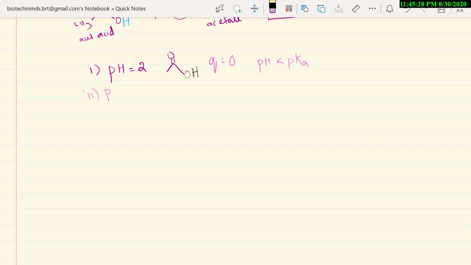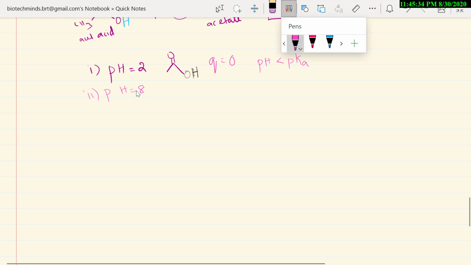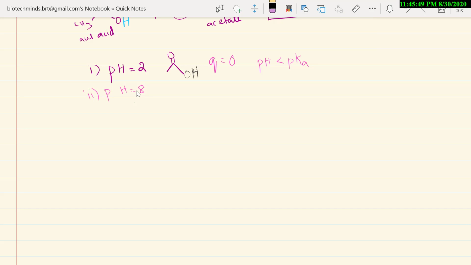Now if pH is equal to 8, what will happen now? This becomes increasingly deprotonated, so the charge is minus.